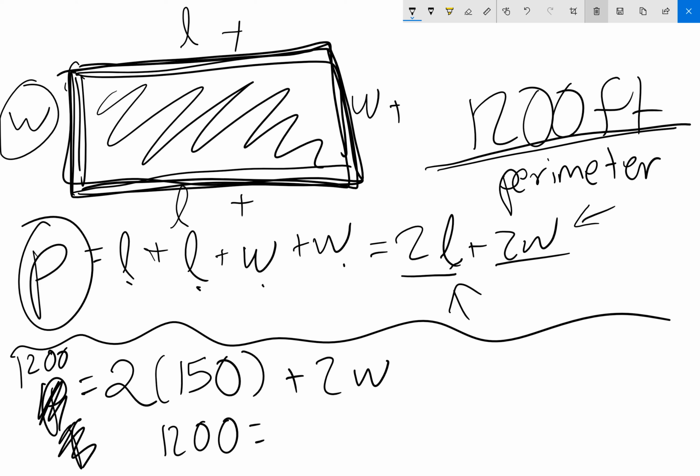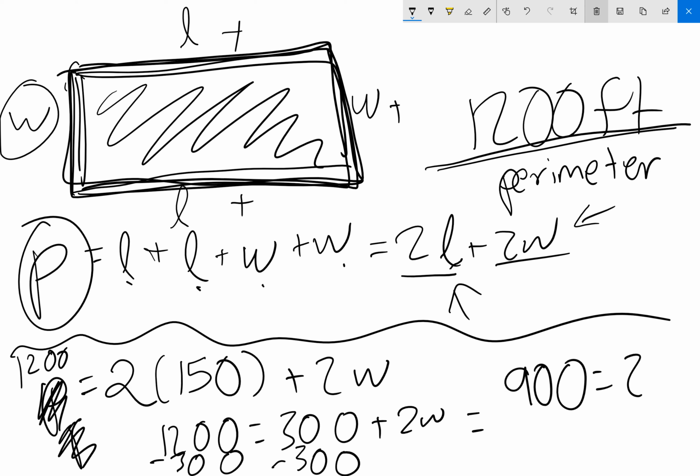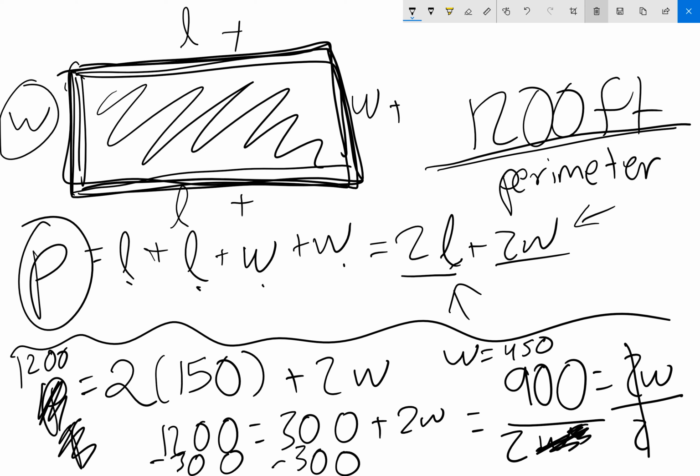So 1,200 equals 300 plus 2W. Then divide by 2 to get the W by itself. So we get the width to be 450. Okay.